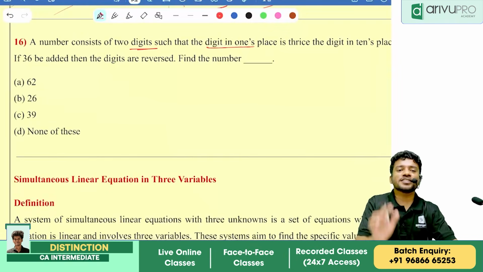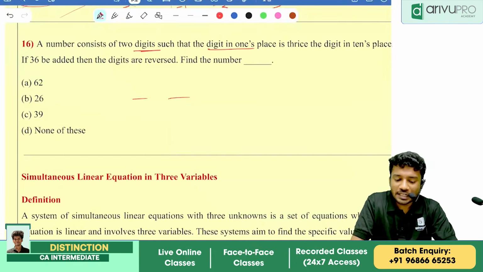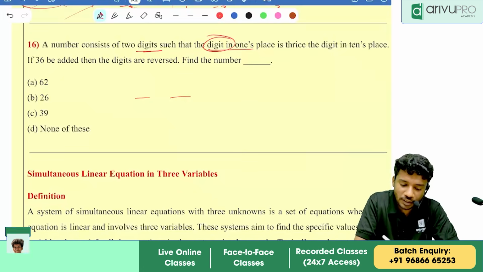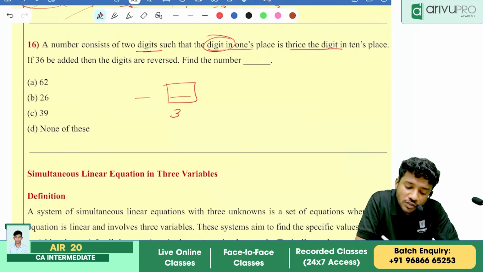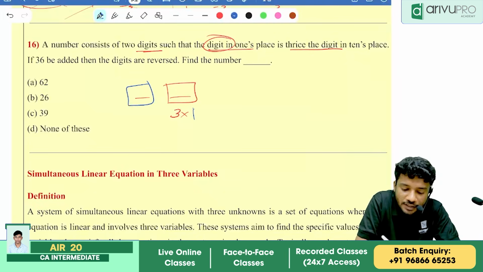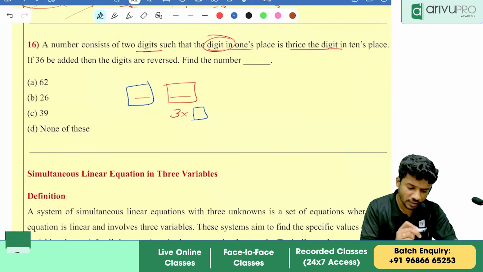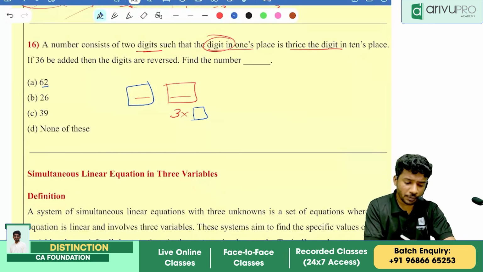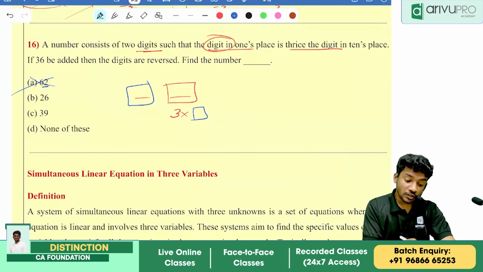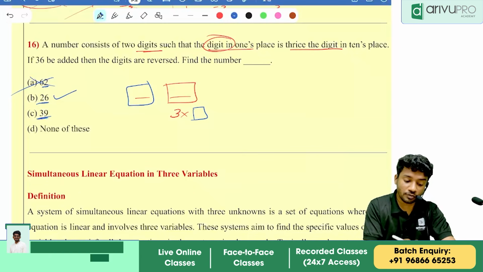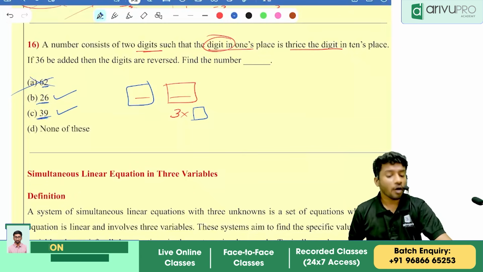A number consists of 2 digits. The digit in the ones place is thrice the digit in the tens place. That is the condition. We will check which options satisfy it. People, is this correct? No, because 2 is not that much. This is correct, this is correct. Either it will be option B or option C.